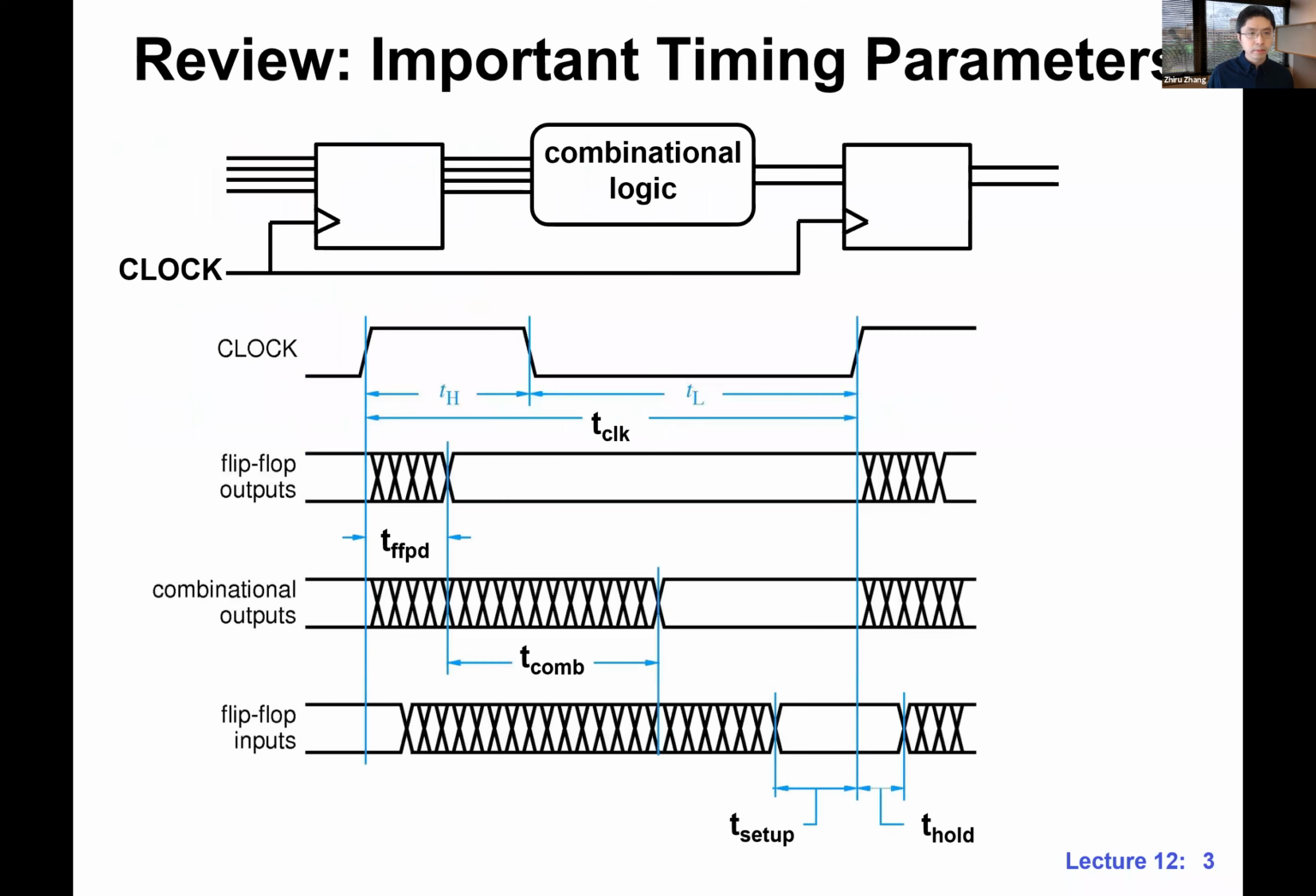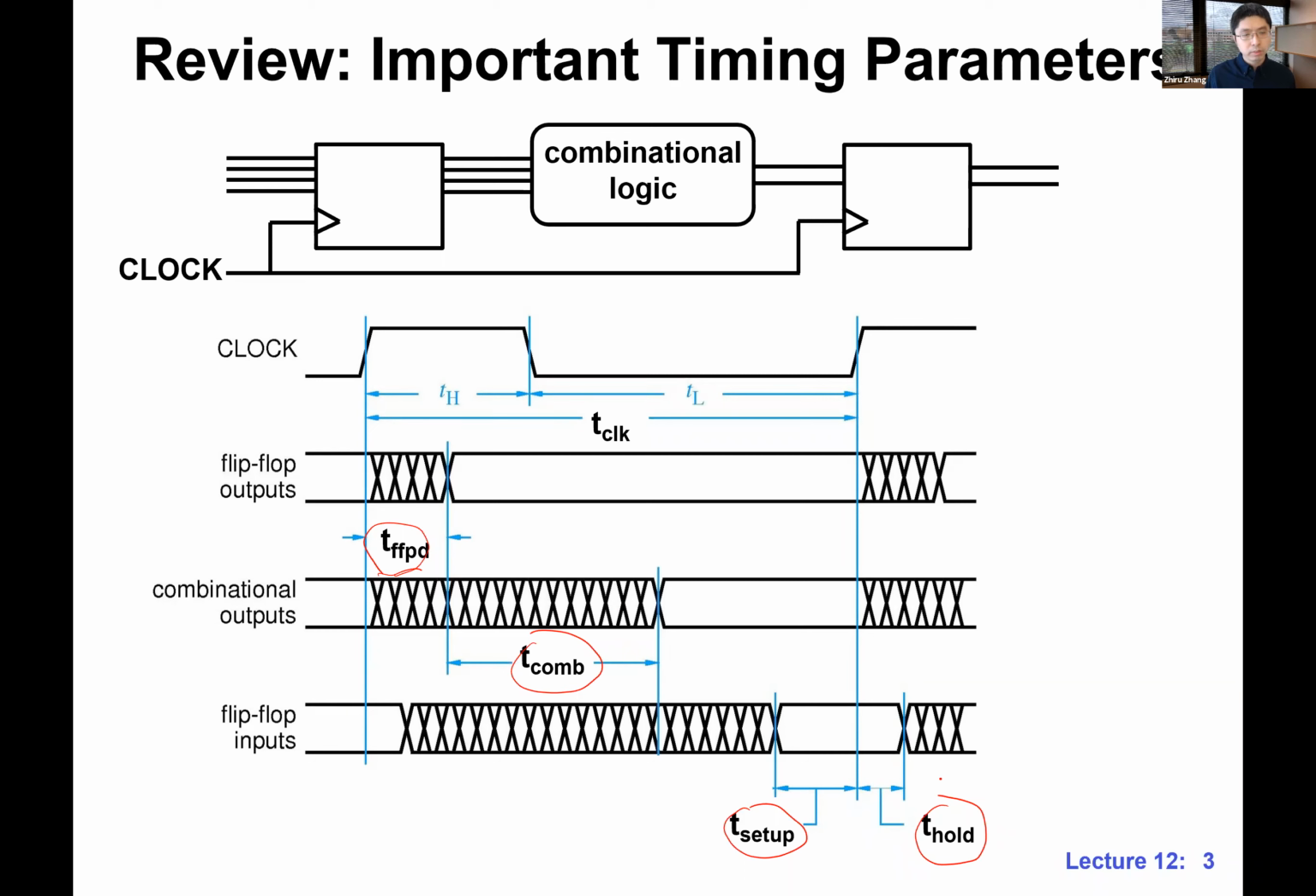Okay, so let's talk about timing analysis again. These are the important timing parameters that we introduced last time. We talk about this waveform a lot. We talk about some of these predefined parameters. This is the flip-flop propagation delay, FFPD. This is the combinational propagation delay. And then we talk about 2 important concepts, setup and hold. We're going to look at this again, maybe in more depth today.